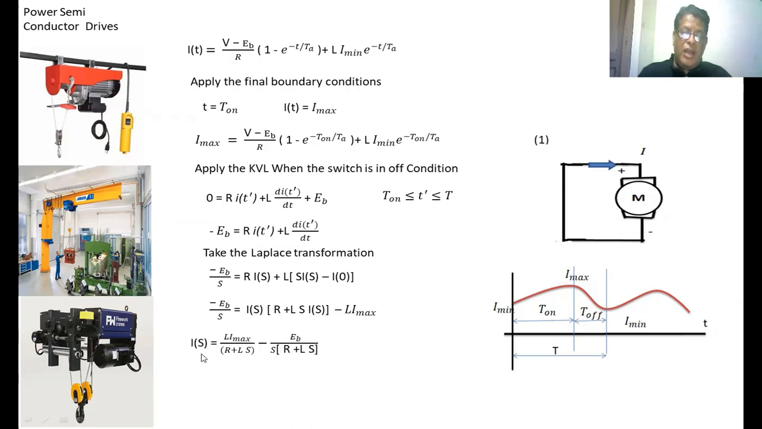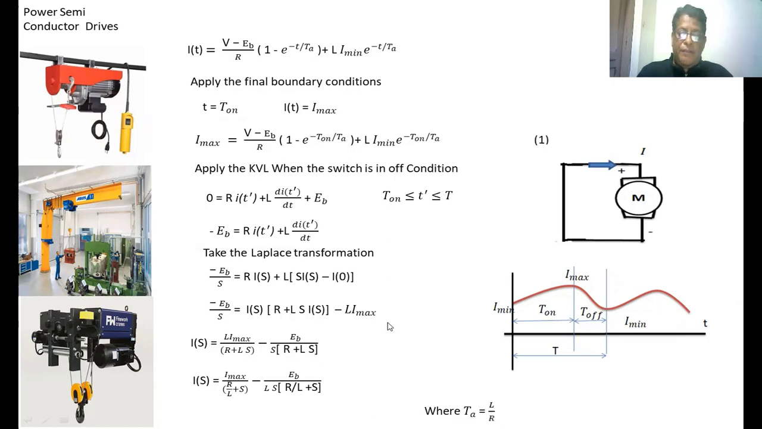We are getting I of S equal to L into I maximum by R plus Ls, minus EB by S into R plus Ls. Now in the denominator you take L common. In the first term, whenever you take L common, that will cancel with the numerator L. So we are getting I of S equal to I maximum by R by L plus S, minus EB by Ls into R by L plus S.